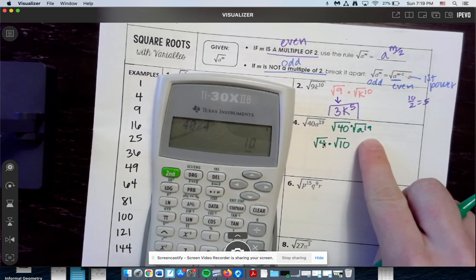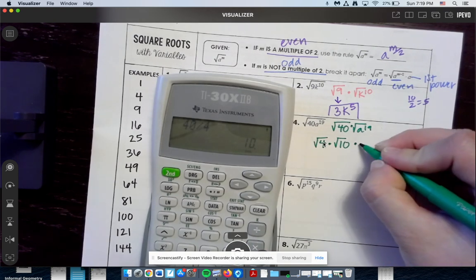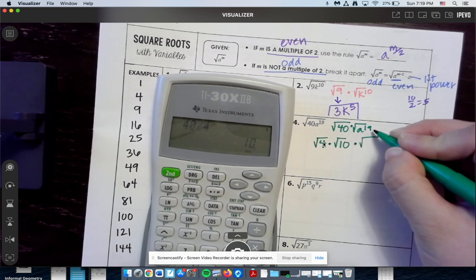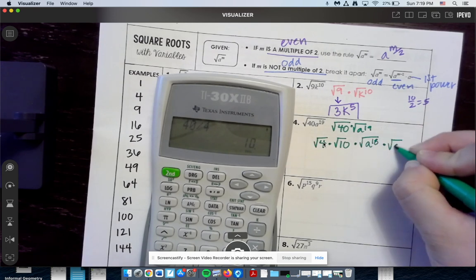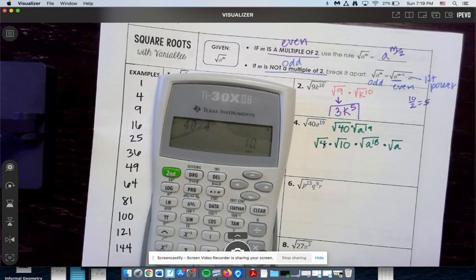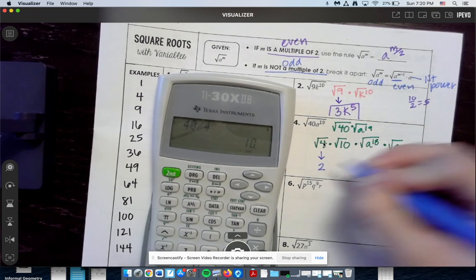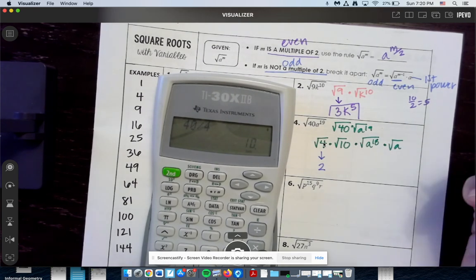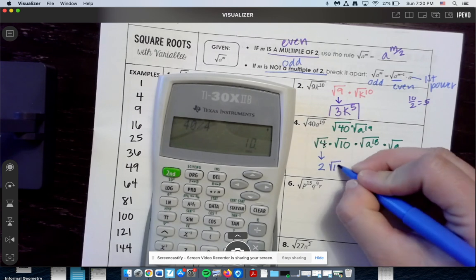Is 19 even or odd? It's odd, so now we break it down. 19 minus 1 is 18, with 1 left over. Now we can break apart this whole long expression. The square root of 4 is 2. The square root of 10 is just the square root of 10. Can't do anything with it.